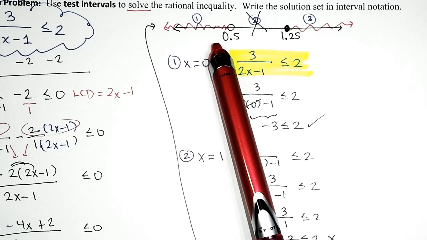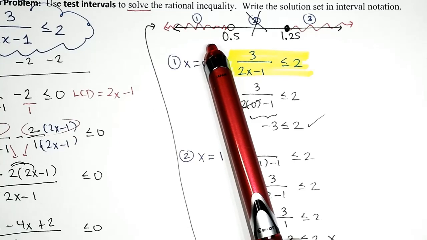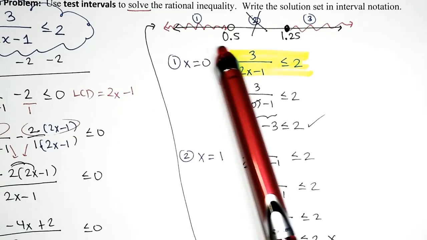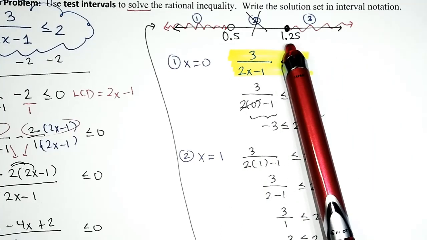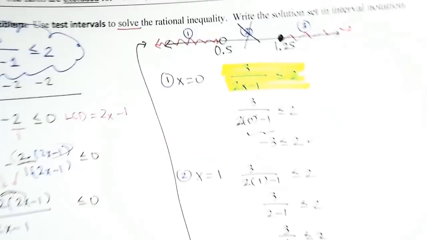In interval notation, it's going to be the interval from negative infinity to 0.5, where 0.5 is excluded. And then we're going to say union, because we're way too cool to say or. Union interval from 1.25 to infinity, where 1.25 is included. You got that? Cool. So let me sign out. Just kidding.